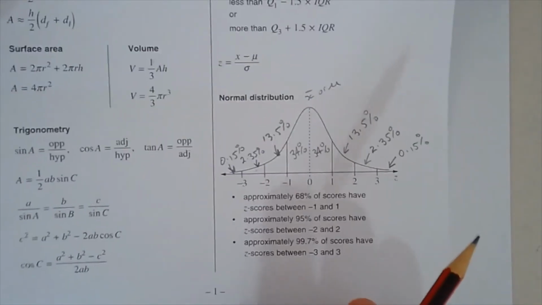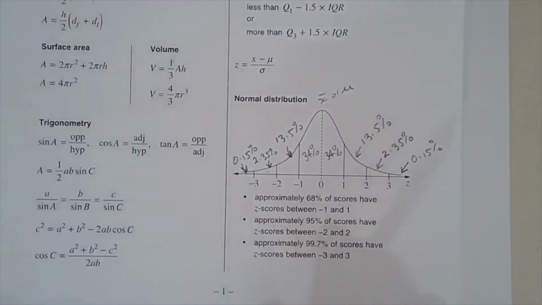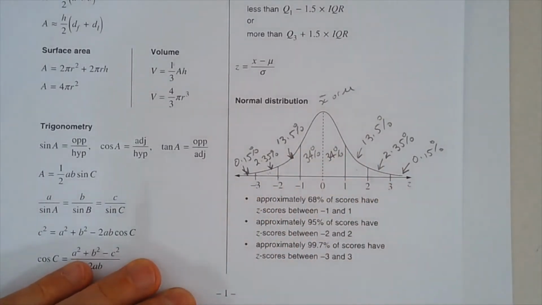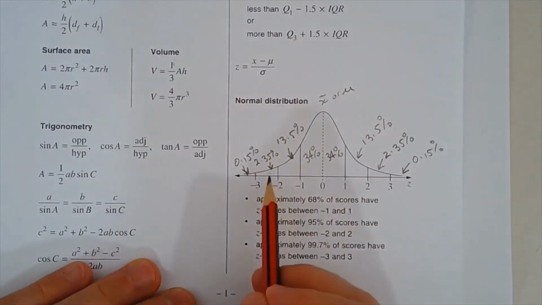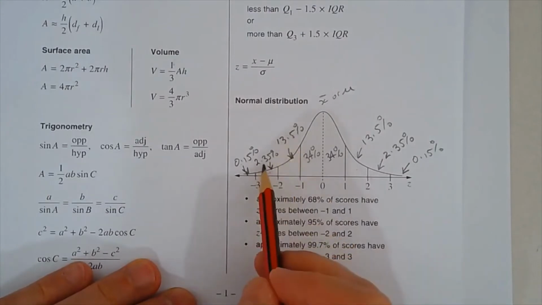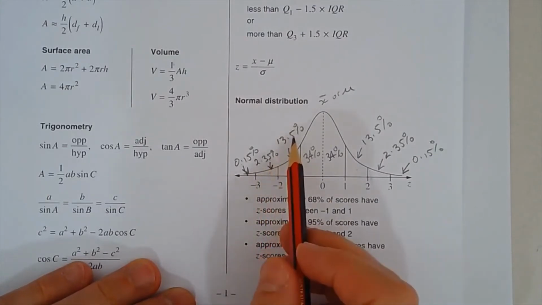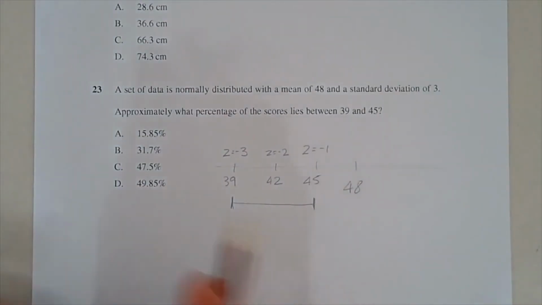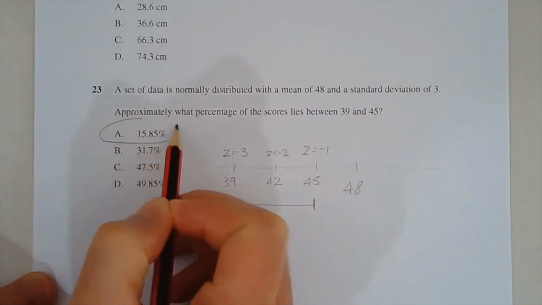Now hopefully you would have prepared one of these already, and I do have a video on preparing one of these, adding in these percentages on top of the normal distribution. So we want these two percentages there, 2.35 plus 13.5. So that's going to be 15.85%, which is option A.